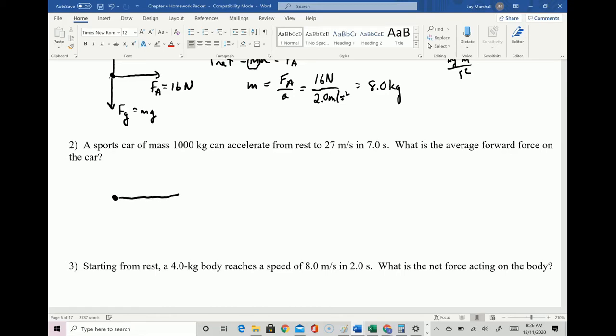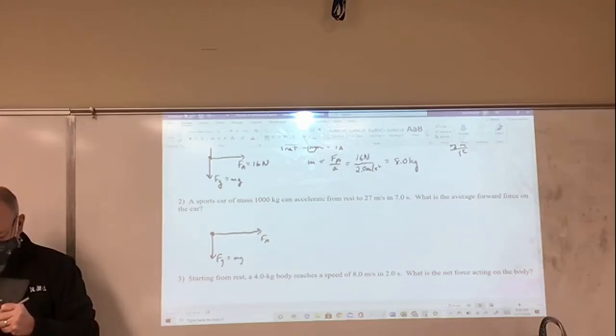Okay, so I've got an applied force. What are the other two forces? Okay, gravity, that equals mg. And I have a normal force, right?